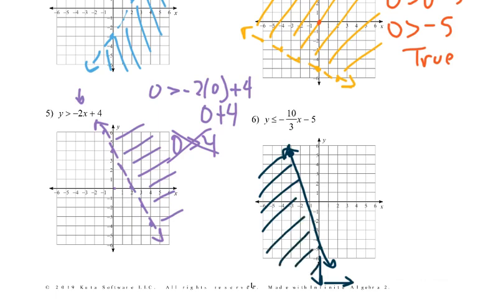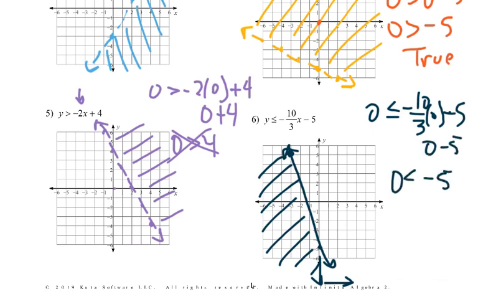I check with that test point, 0, 0. In this case, it shouldn't work. So I get 0 minus 5 is negative 5. And 0 is not less than or equal to negative 5. So we were correct.